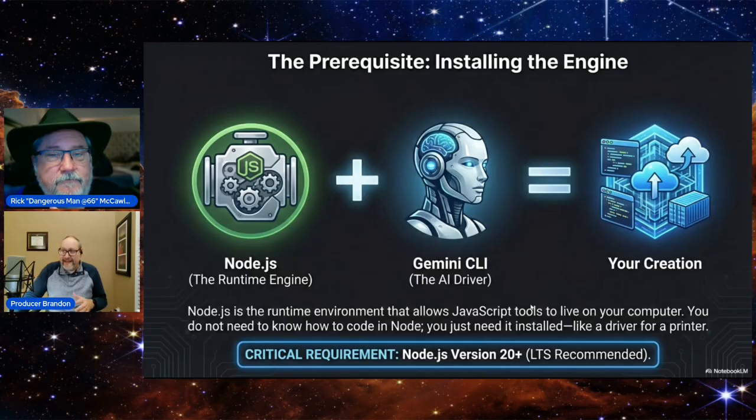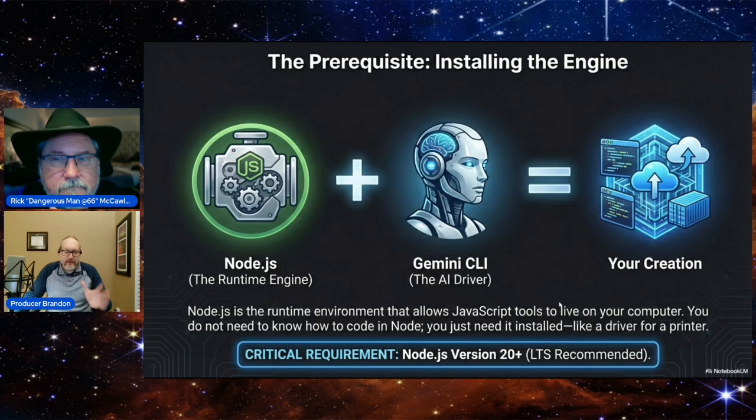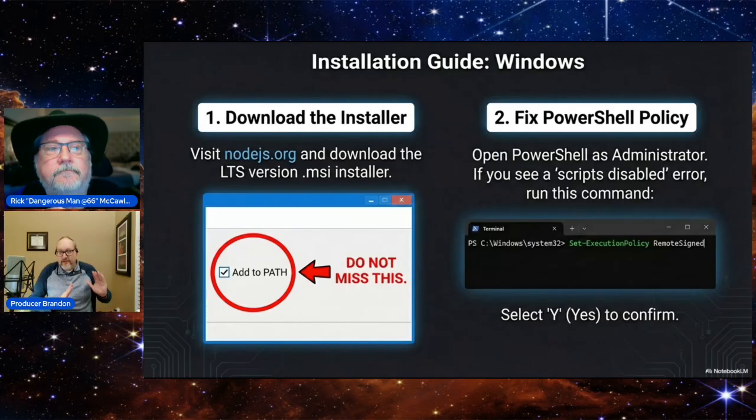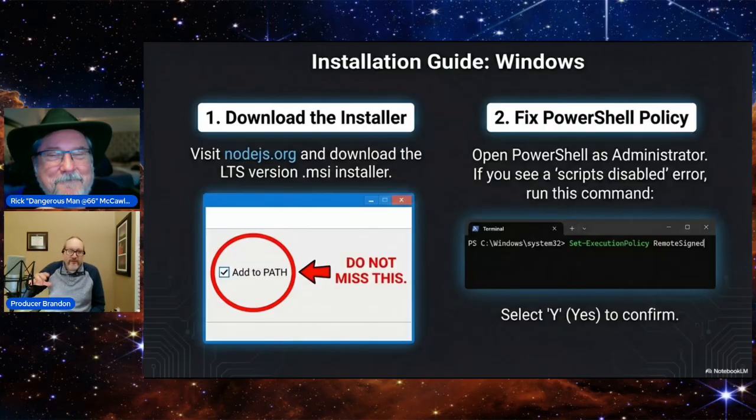Okay. And it does require Node.js version 20 plus, which is what they recommend. And it goes through all of this, right? So I have two different versions because we have a split audience here. Half of the team is Team Windows and half of the team is Team Mac. So when I created this in Notebook LM after the deep research, I said, make sure you give me both, because somebody's going to be up in our comments going, but I'm on a Mac. I don't know how to do this.